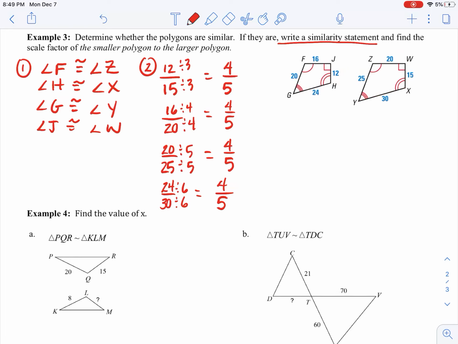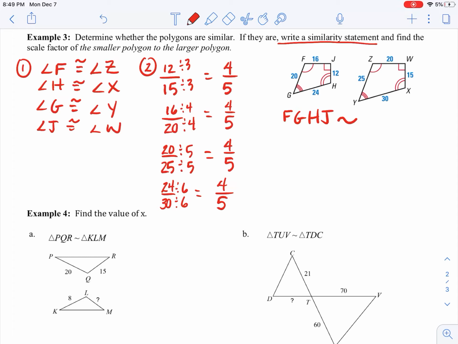When we write our own similarity statement, we do it the exact same way we would have done a congruent statement. You can pick any order you want for the first shape. And so for the first shape, I usually just like to go in alphabetical order. So F, G, H, J. Remember, we're using a similar symbol, not a congruent symbol, because they're not the same size.